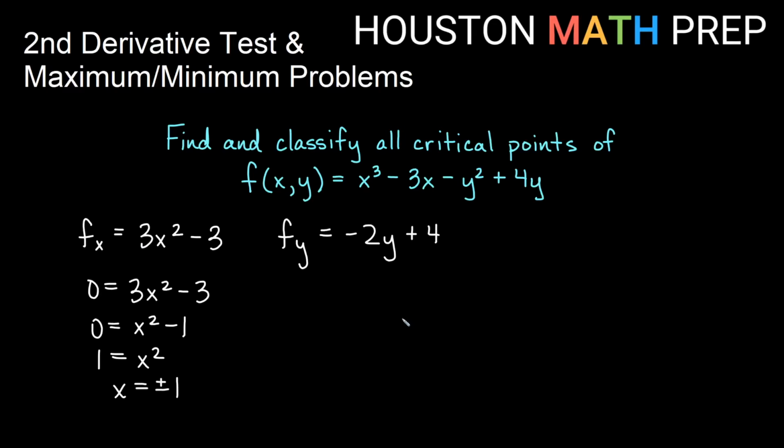To look at when partial fy is 0, I need to set this equal to 0. So I would say 0 equals negative 2y plus 4. If I move the y term to the other side, we would get 2y equals 4, and then dividing by 2 gives us that y equals 2.